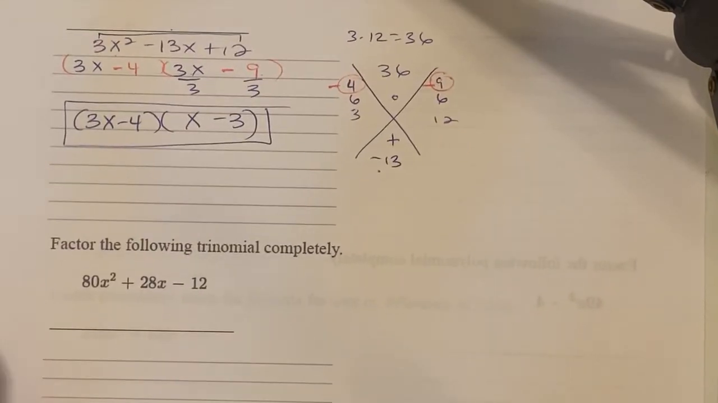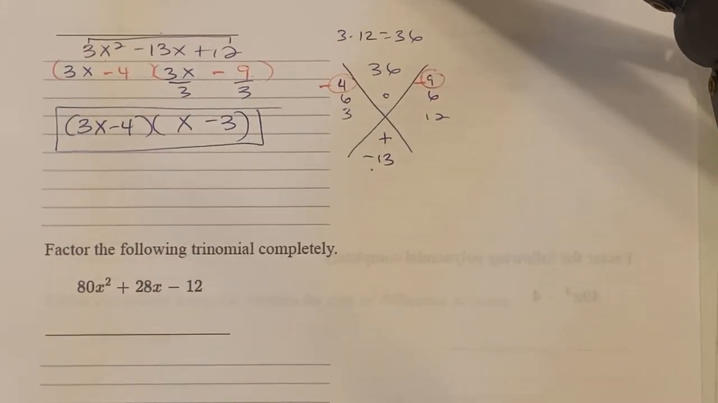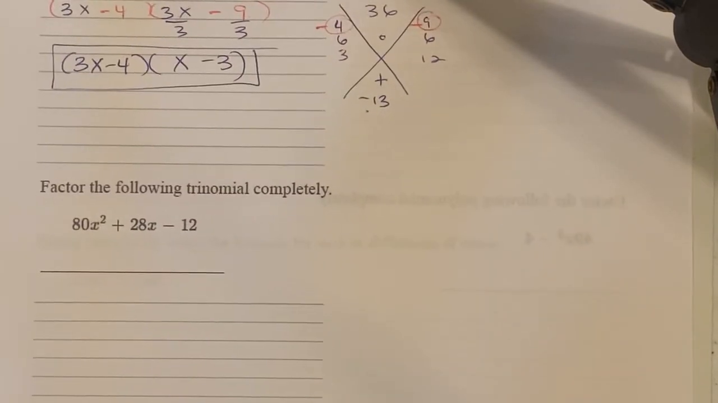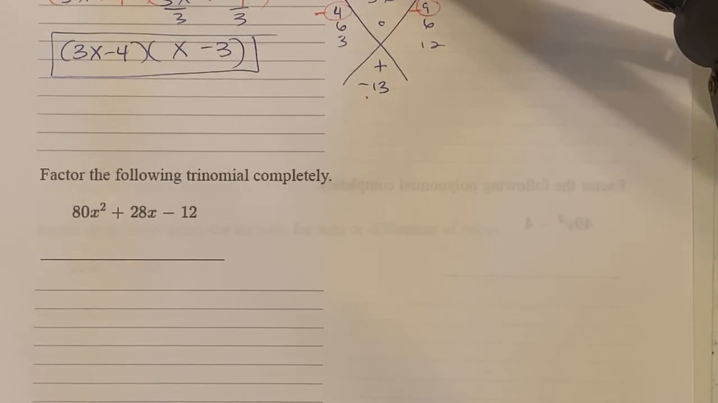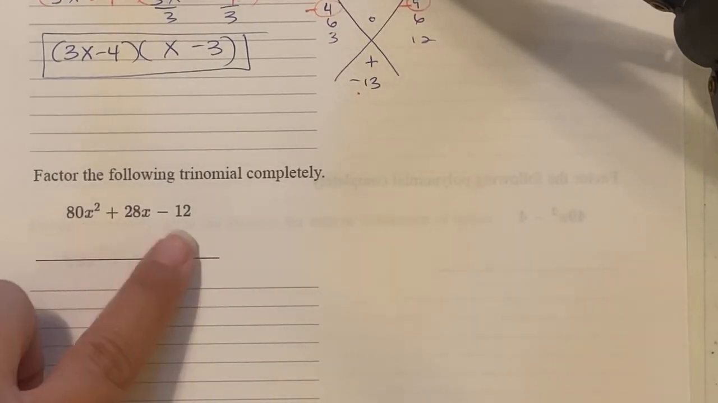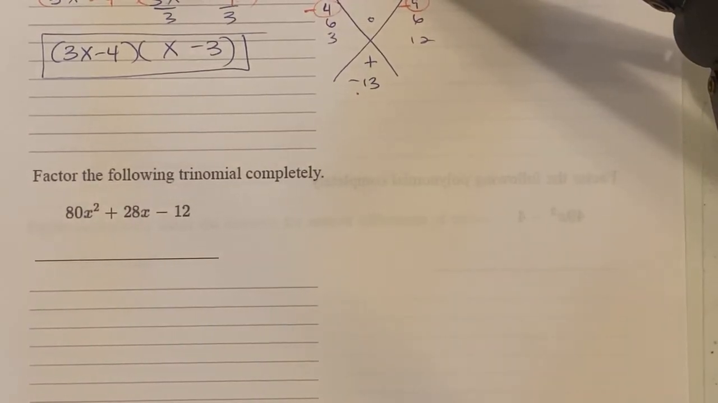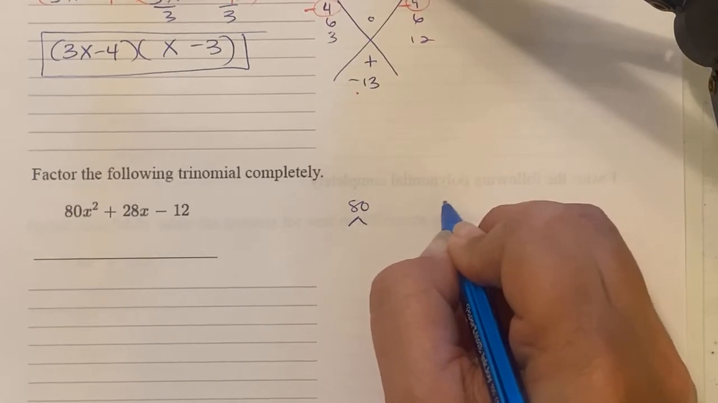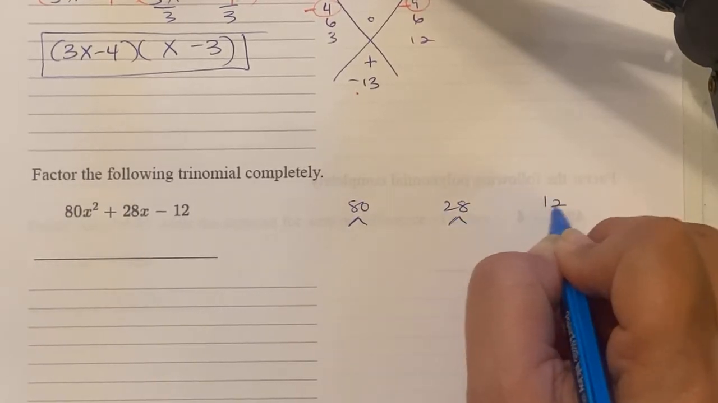When we look at our next problem, it says 80x squared minus 28x minus 12. So before we can start our problem for doing the Colombian method of factoring, notice the coefficients 80, 28, and 12. They're all even numbers, which means we need to first pull out the GCF. So 80, 28, and 12.